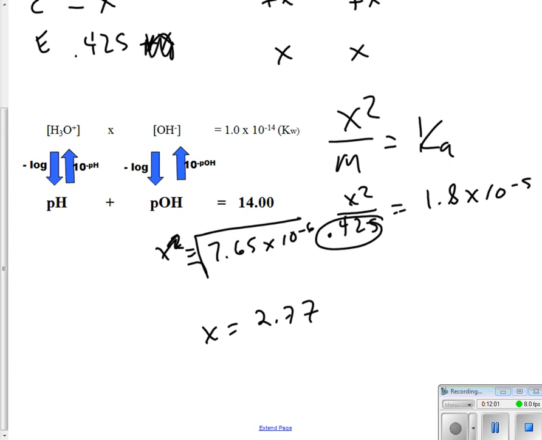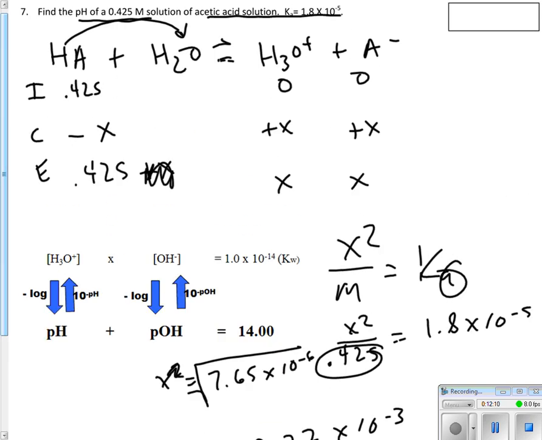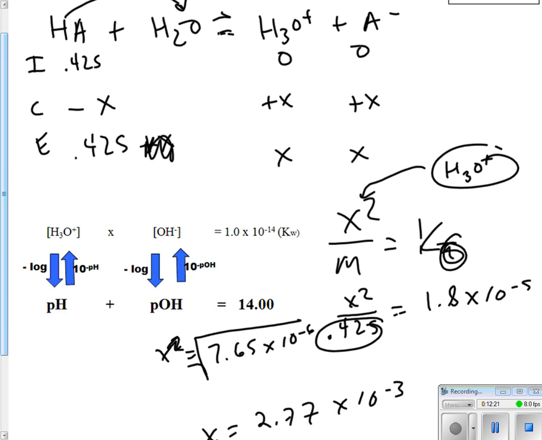Remember, it's Ka, which means when I start this problem, the second step is I go to pH land. I just found, whenever I have a Ka here, x is equal to H3O plus or H plus. It's the same thing. So I'm right here in pH land. I'm here, 2.77 times 10 to the negative third. So all I have to do is take the negative log of it, bam, and I get pH.